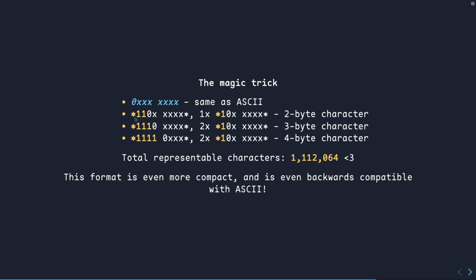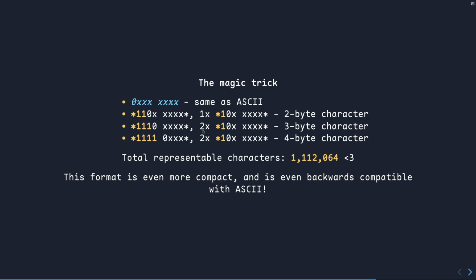But if we have a 1 instead, we can use a number of successive ones, followed by a 0 and then some bits, to indicate how many bytes this character is going to have. So 110 something something is going to be a 2-byte character. This will be the first byte, and there will be one other byte that follows it. Similarly, when we have 1110 something, we will have a 3-byte character, which means we'll have 2 of these kind of bytes that follow it.